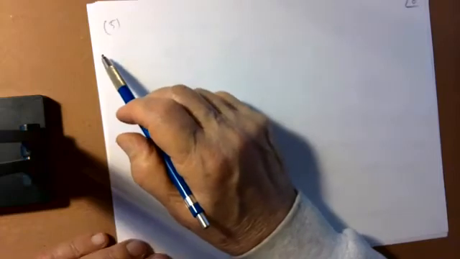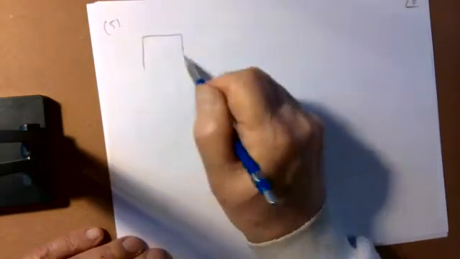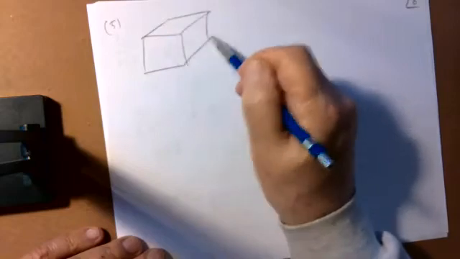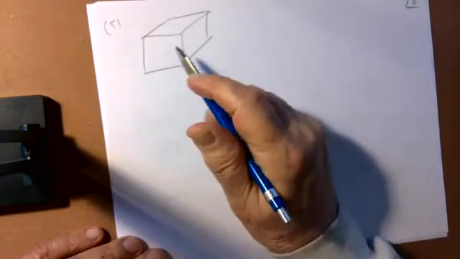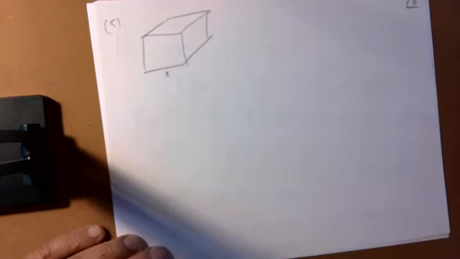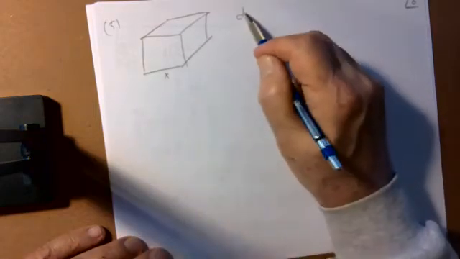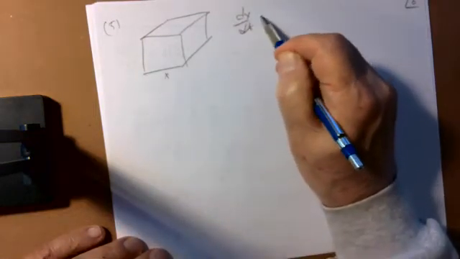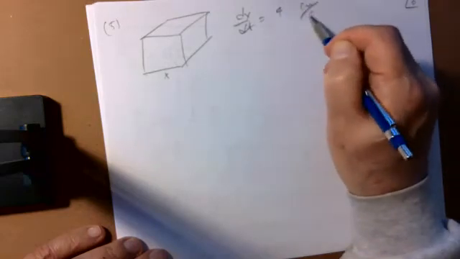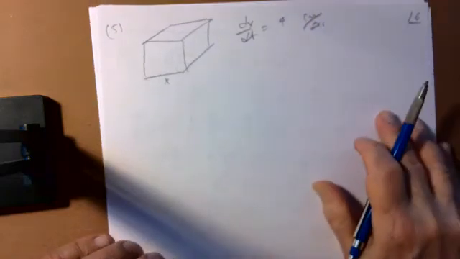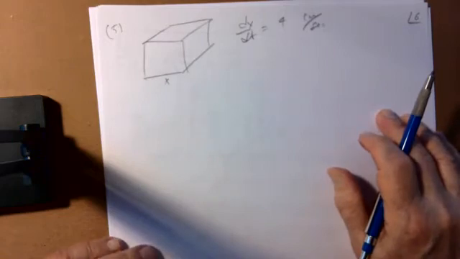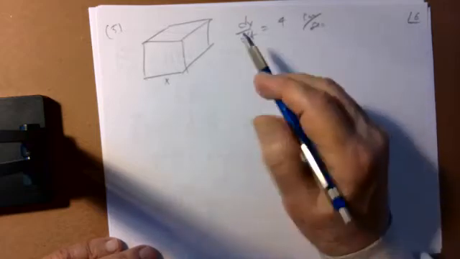Problem 5, we have a cube. And let's say the edge of the cube is x. And we're told that the edges of the cube are expanding at a rate of 4 centimeters per second. So dx dt is 4 centimeters per second. And we want to find how is the volume changing and how is the surface area changing.